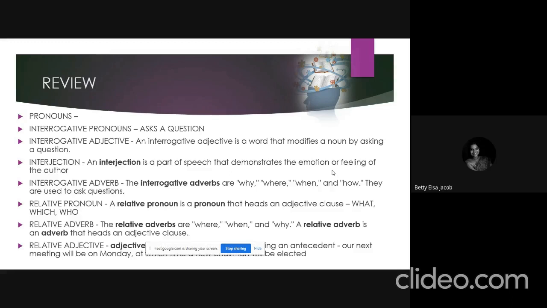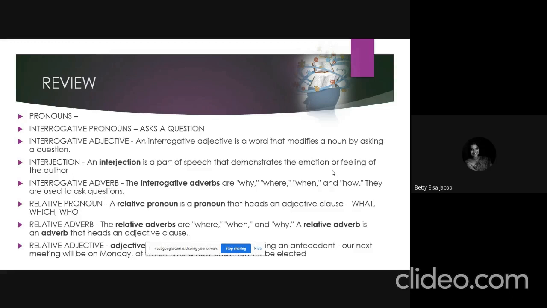Now, relative pronouns. I hope you remember what relative pronouns are. They are the pronouns that head an adjective clause. They are the pronouns which connect two parts of a sentence. For example, this is the engineer who built the bridge. So here, who is a relative pronoun. The sentence, this is the engineer who built the bridge, is not a question; it's a statement. So when who comes in that sentence, we should understand that it is not an interrogative pronoun, but rather a relative pronoun because it connects or heads the adjective clause.